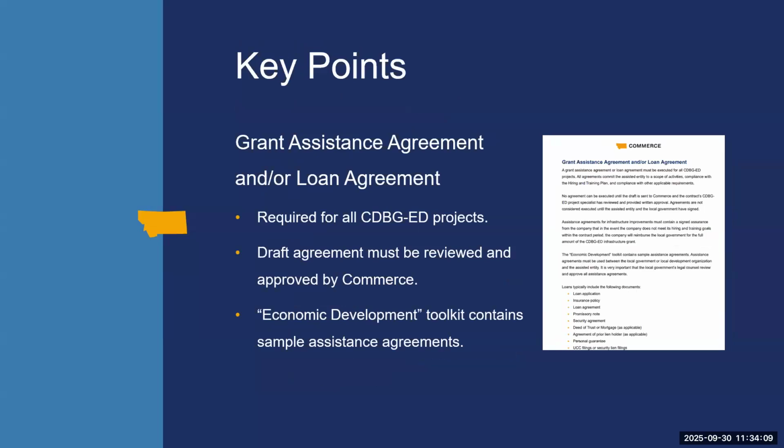Some key points that I want to highlight here. Page 6 of chapter 8 provides information regarding assistance agreements to be used between the local government or local development organization and the assisted entity. As a reminder, these are required for all CDBG ED projects. The draft agreement must be reviewed and approved by Commerce. And the economic development toolkit that Rosie will be going over shortly contains sample assistance agreements, so you don't have to build this from scratch. You can take a look at our samples first.